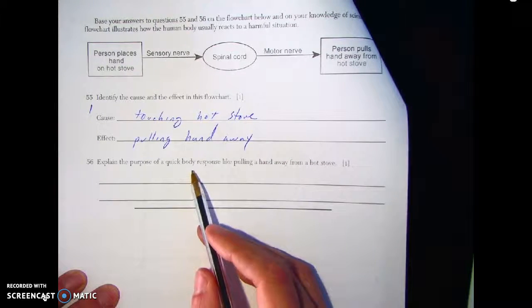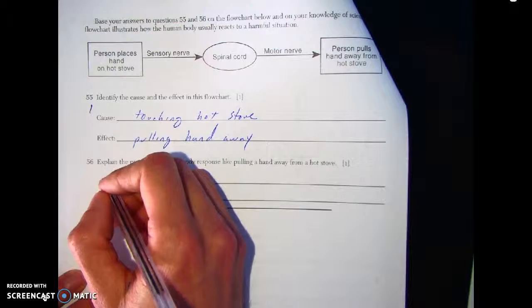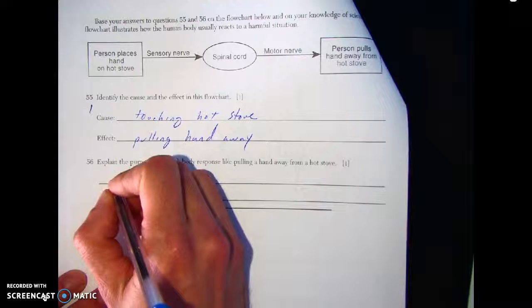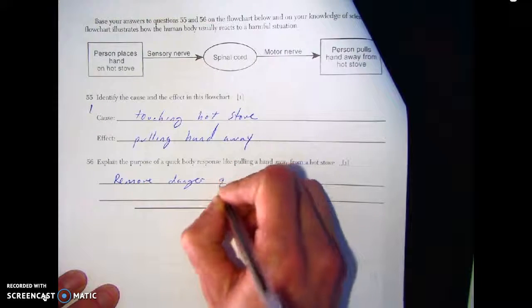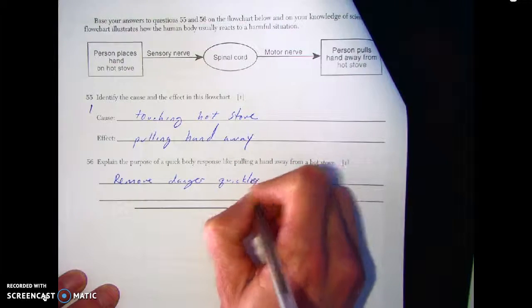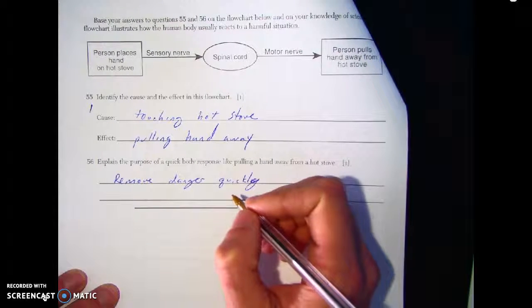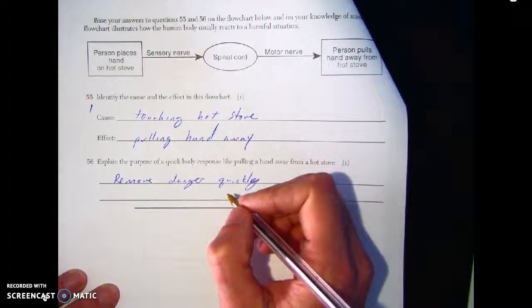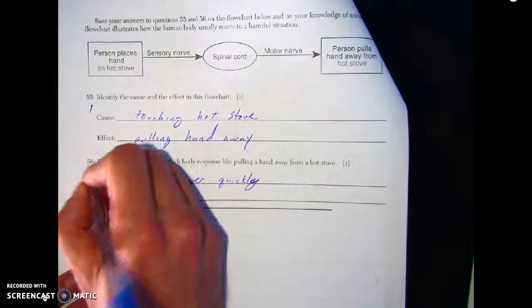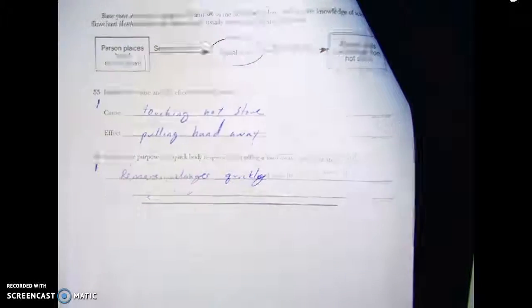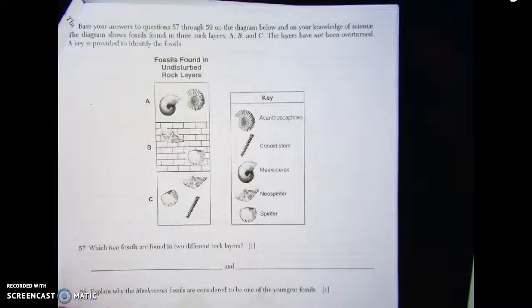And then it says explain the purpose of a quick body response like pulling a hand away from a hot stove. Well, it simply gets you out of danger faster. Removes danger quickly. You could say these responses help protect parts of a person's body. These responses keep a person from being burned, injured. You could just say safety, protection, something like that. Those are all 1 point. And again, you know, your responses are going to vary a little bit. You don't have to have the exact wording. It just has to be the same idea.